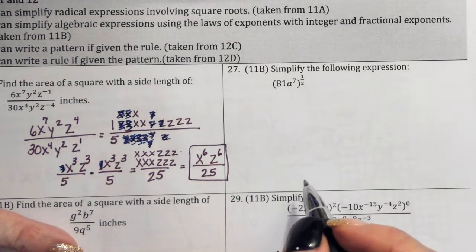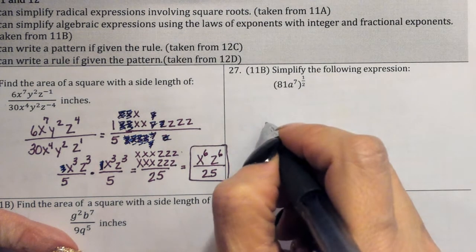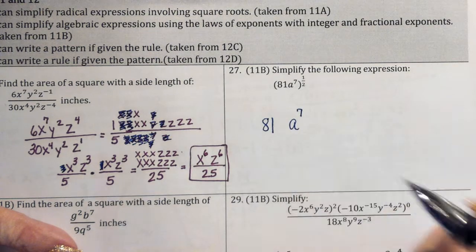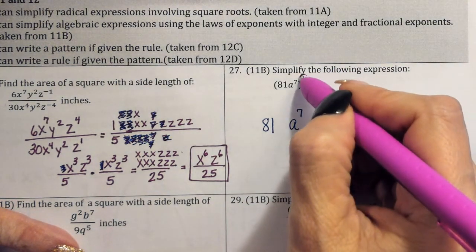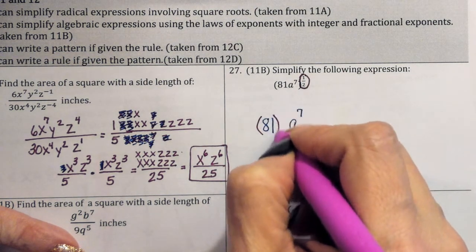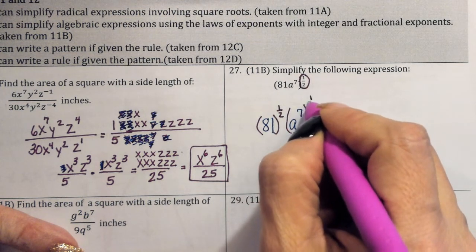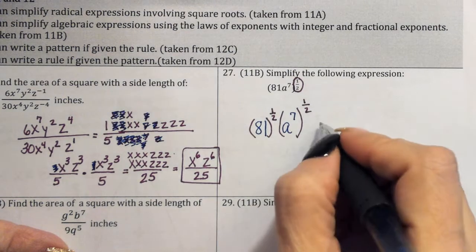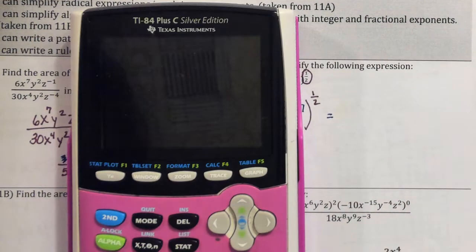Okay, simplify the expression. Here we go, 81 a to the 7th. For me, it's easier to break this apart into 2 separate situations, and they both have to be raised to the 1/2 power. So I'm going to take 81 and raise it to the 1/2 power, and I'm going to take a to the 7th and raise it to the 1/2 power. When I do that, I'm going to use my calculator and do 81 to the 1/2 power.